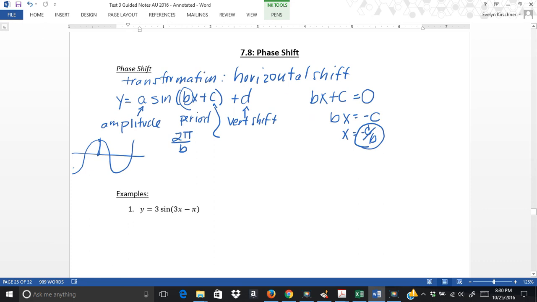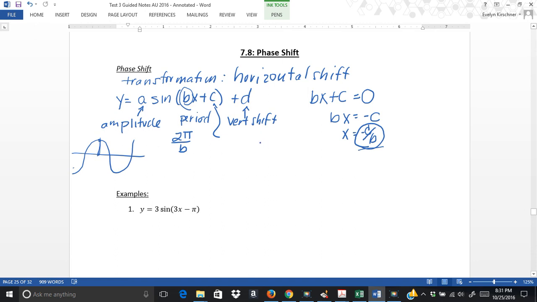So the same works for cosine. Everything's the same except for cosine, so we still have the same thing. So when we're going to find our phase shift, or our horizontal shift, by solving, then I know that's where I start.